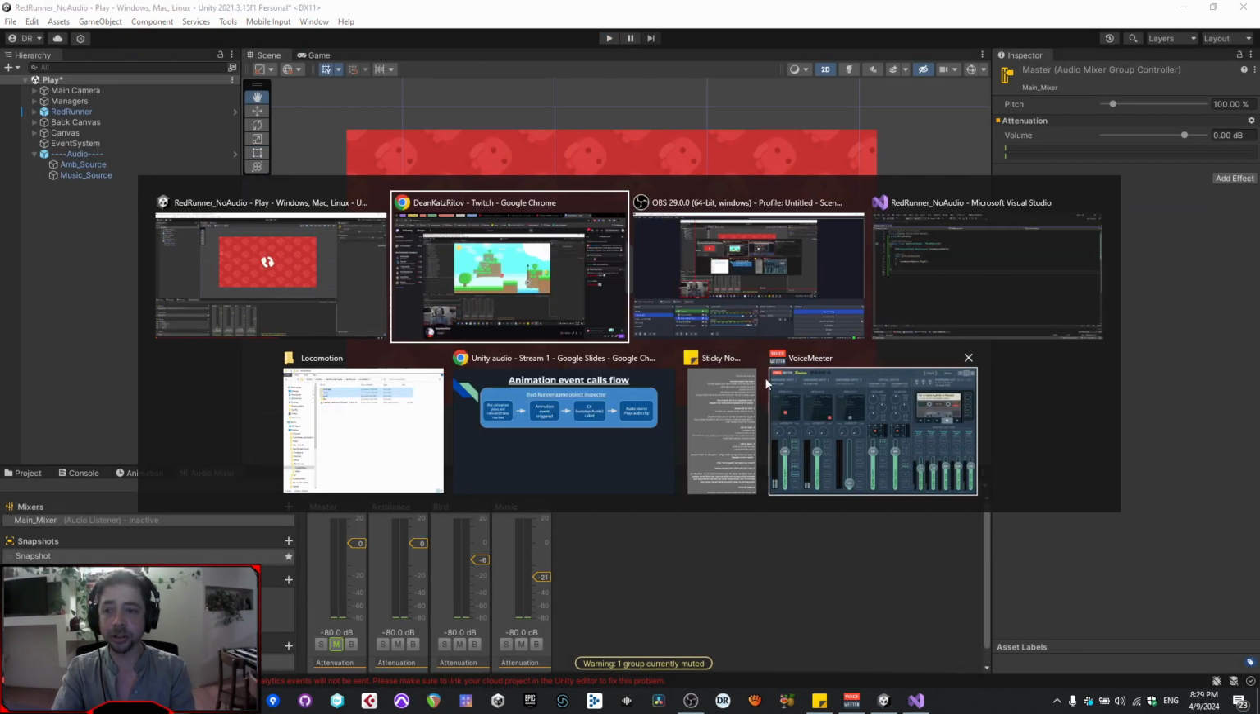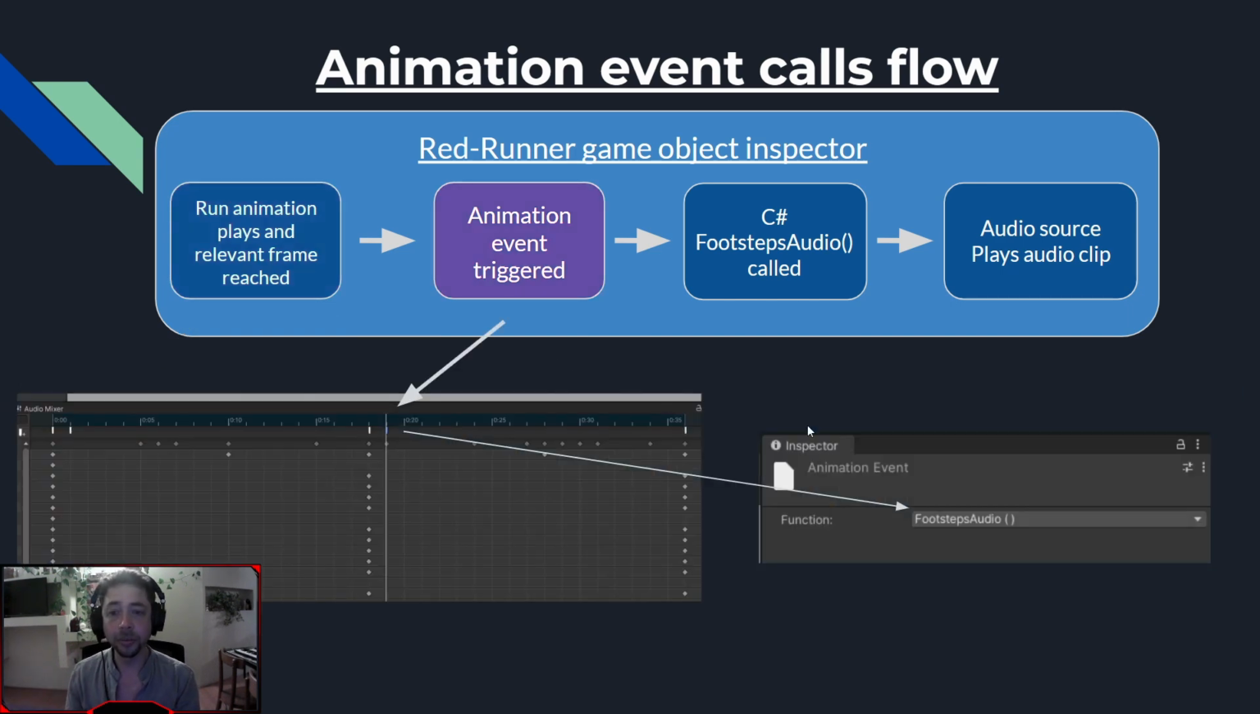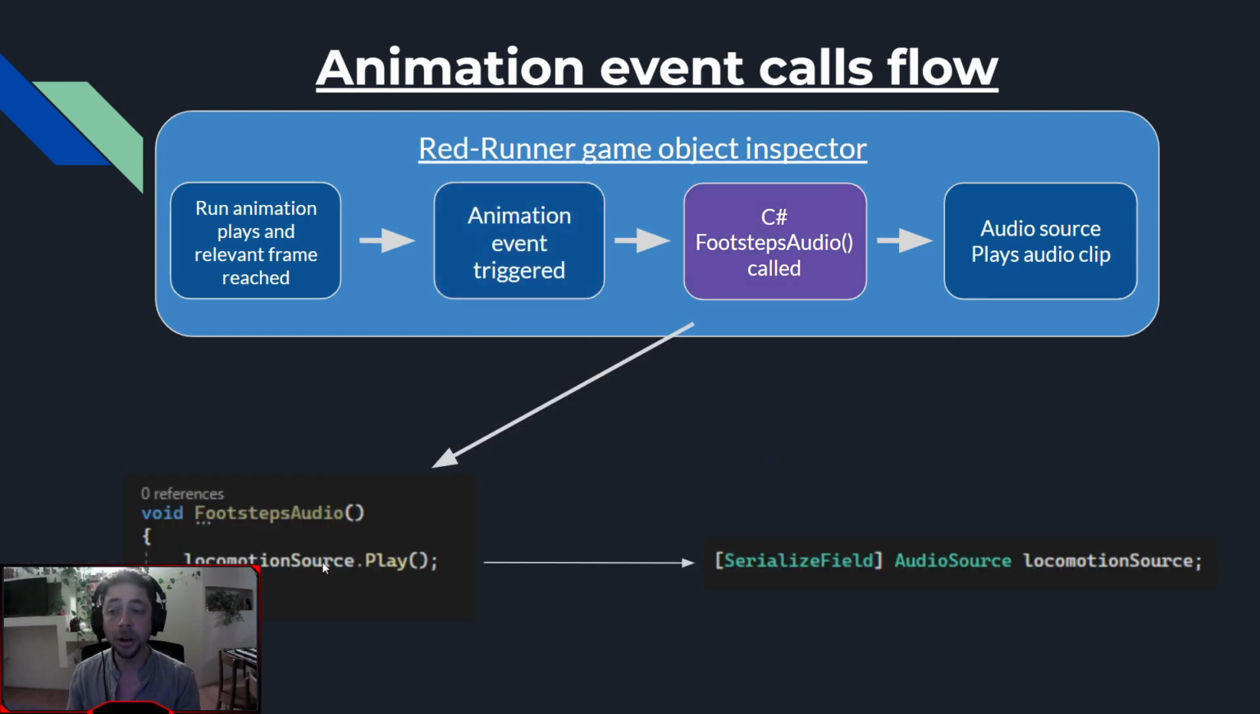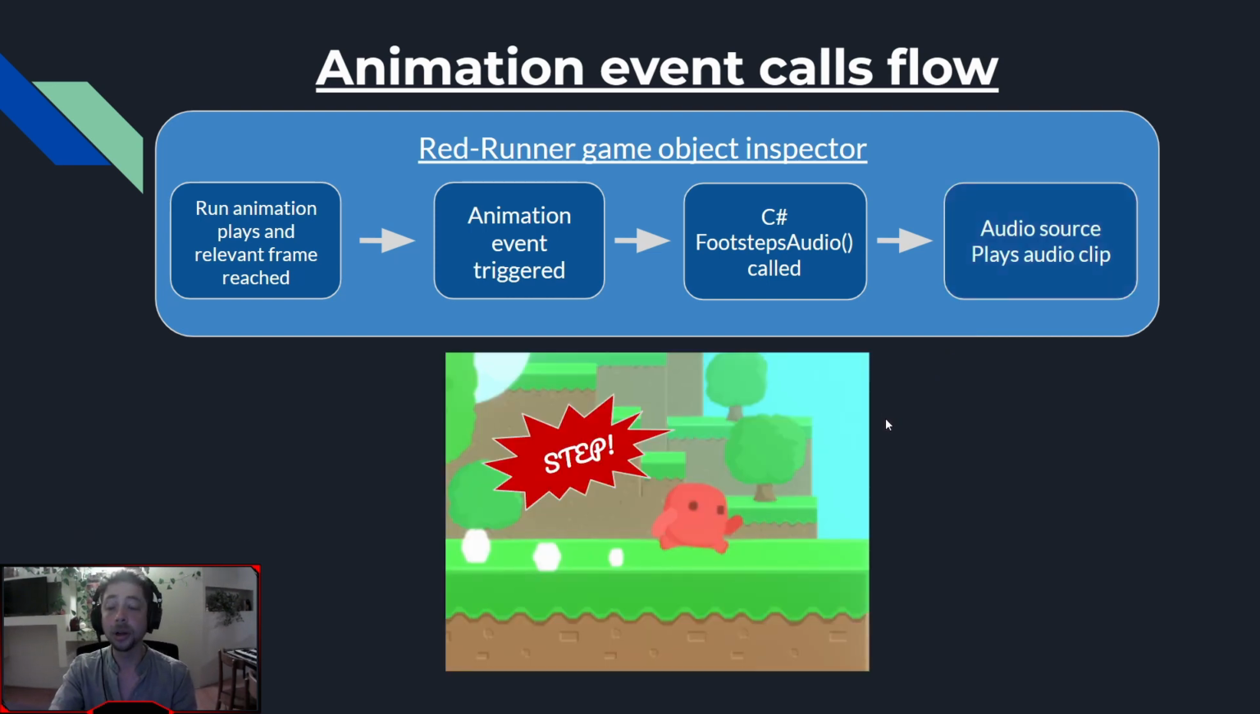So let's make sure we got this process clear. The red runner is running, the player is pressing the D or the A buttons on the keyboard, and he's actually activating an animation called the new run animation. When it happens, we're calling the specific animation event. This animation event is being triggered and calling the footstep audio function we just created. This footstep audio function calls that locomotion source, or audio source, which is associated with this audio source that has the audio clip in it. And by that, we're creating the footsteps. Cool. Any questions so far?